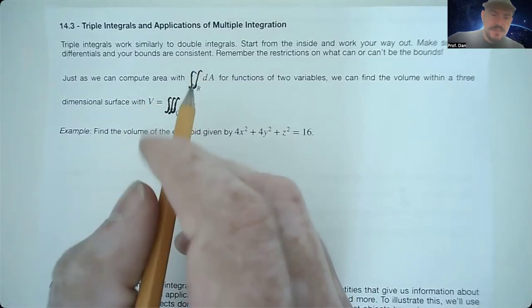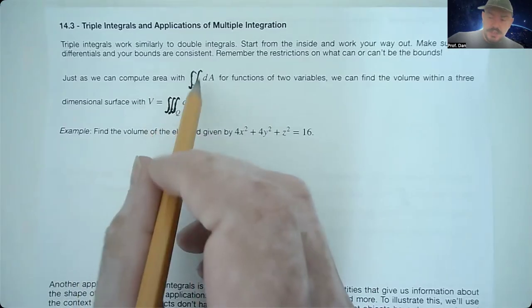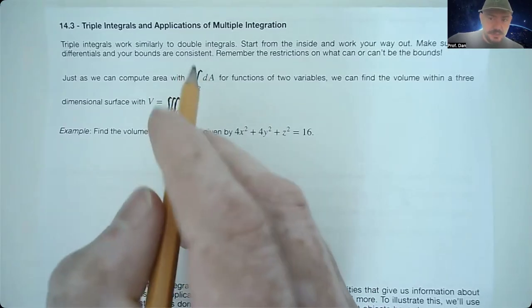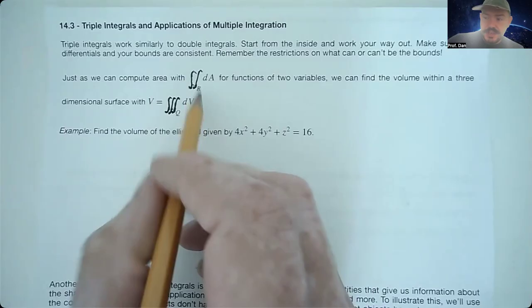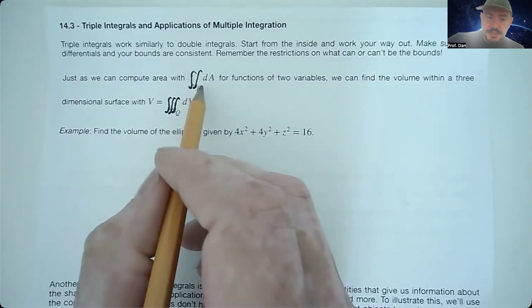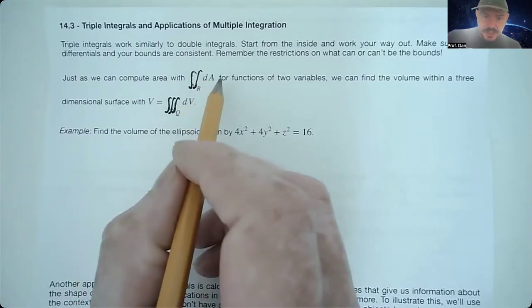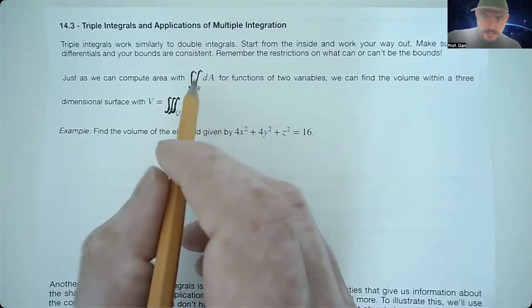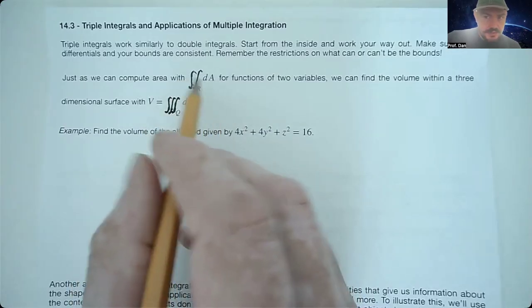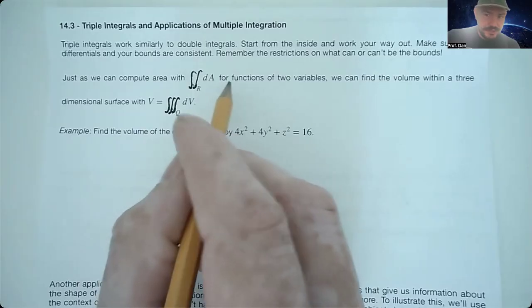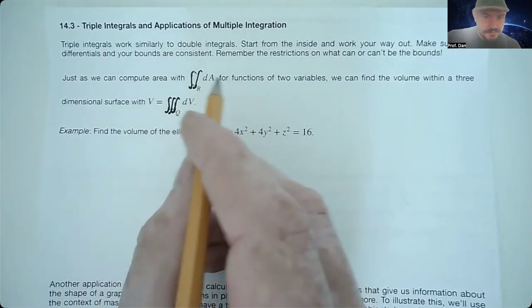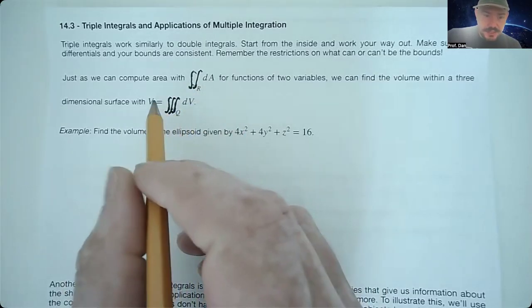We also have to be very careful of the bounds on an integral. Remember, with double integrals, if you had a variable in your bounds, then the other variable had to be the differential. By the time you get to the end of it, none of the variables that were in the differentials should be in your answer. Same thing applies with triple integrals.